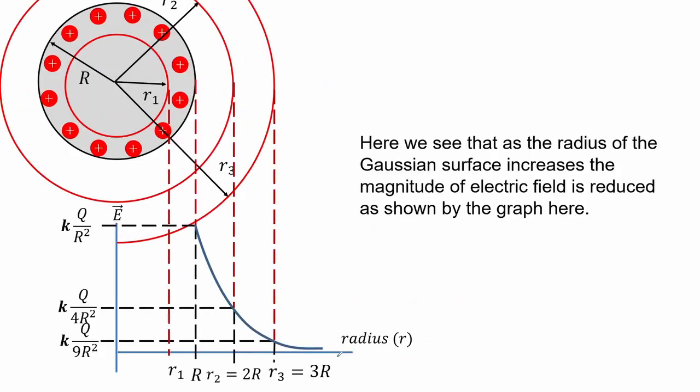Here we see that as the radius of the Gaussian surface increases, the magnitude of the electric field is reduced, as shown by the graph here. We call this an inverse relationship. For the radius less than r, the field is 0 for conducting spheres, and the electric field begins at the surface of the sphere where it is at maximum and reduces as the radius increases.